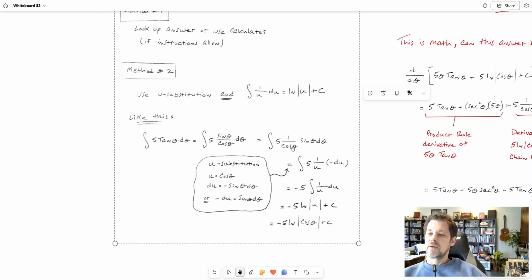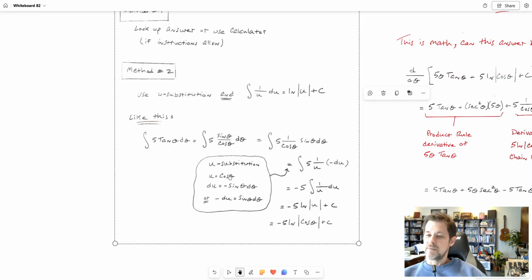The 1 over cosine will become my 1 over u, and the sine theta d theta will become the du. Watch. So here's how the u substitution is going to work. U will be cosine, okay? And then as a consequence of that, du will be negative sine theta d theta. Now this doesn't directly substitute. I've got sine theta d theta, but I'll multiply both sides of this by -1, and I'll substitute that way.